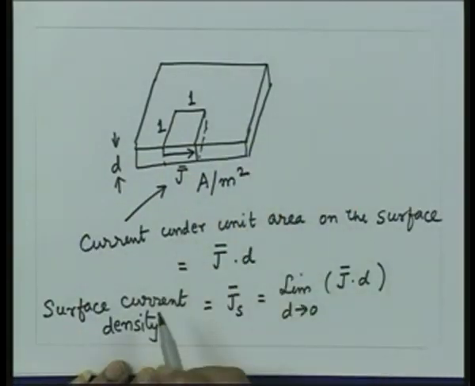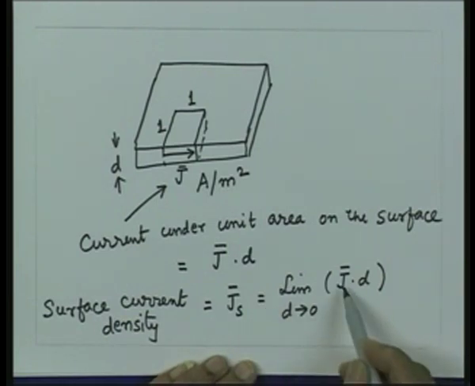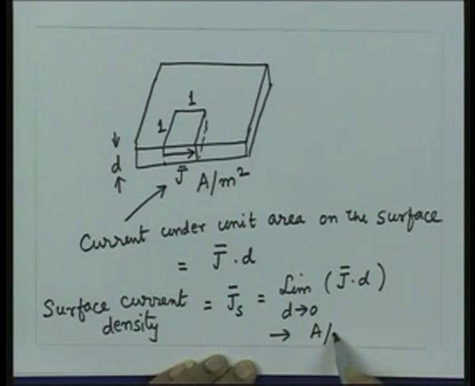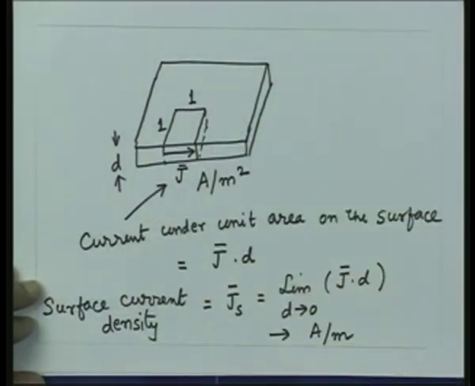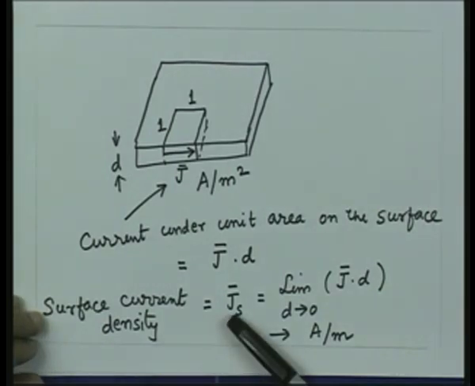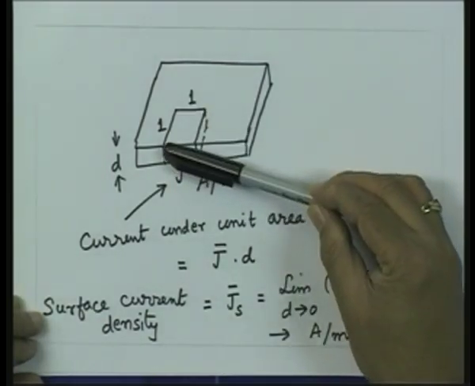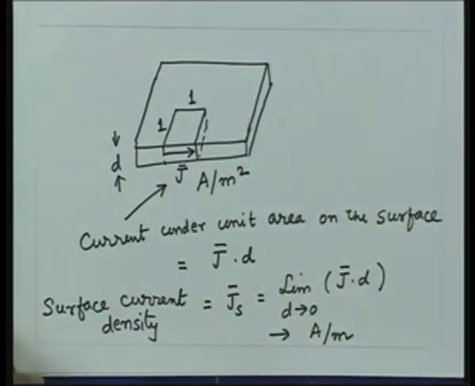Since the unit of the conduction current density is amperes per meter square, the unit for this will be amperes per meter square multiplied by d, which is the length. So, the unit for Js will be amperes per meter. That is the reason this quantity is also called the linear surface current density, because now you are defining this current per unit length.